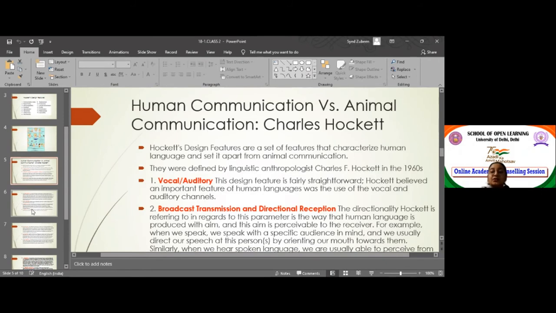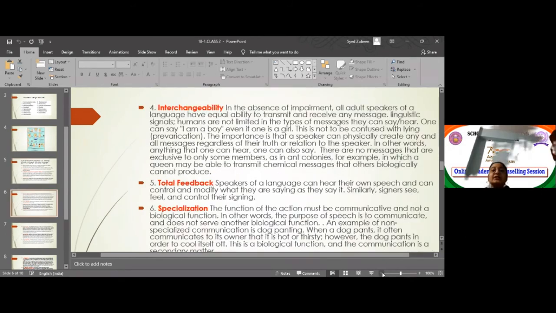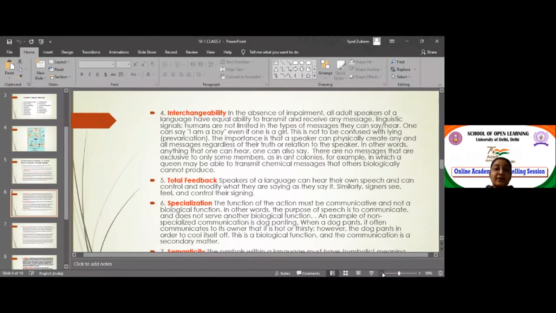Then we have interchangeability. In the absence of impairment, all adult speakers of a language have equal ability to transmit and receive any message. Linguistic signals: humans are not limited in the types of messages they can say or hear. One can say, I am a boy, even if one is a girl. This is not to be confused with lying or prevarication.